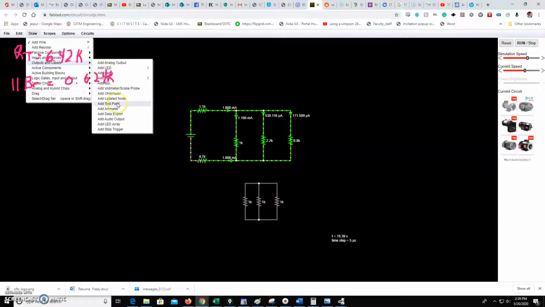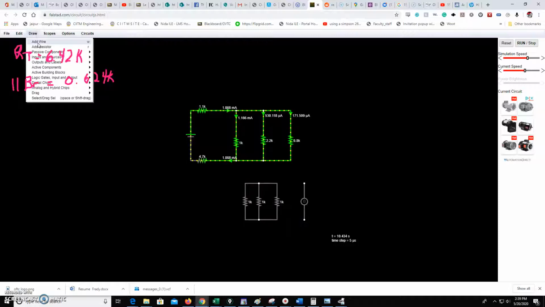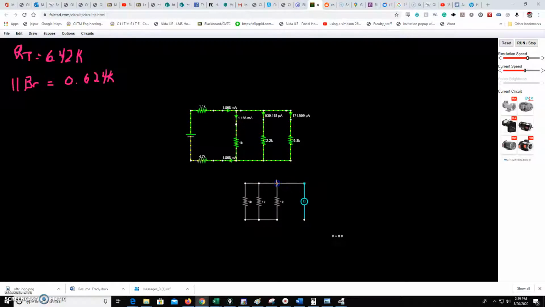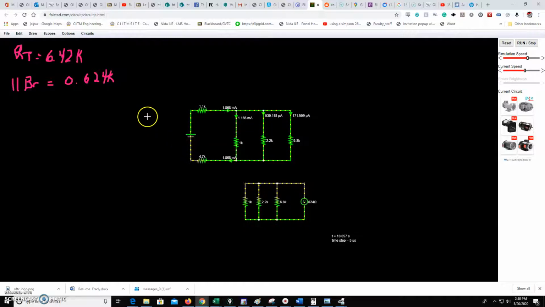Oh, drat it. Here we go. So there's our ohm meter. I'm just going to draw some wires, and we're going to measure those three resistors in parallel. And oh, I didn't change the values. I was wondering, that's not right. So that one's right. So let's make this one a 2.2. And let's make this last one a 6.8K. So there we are, 624 ohms or 0.624K, same value.